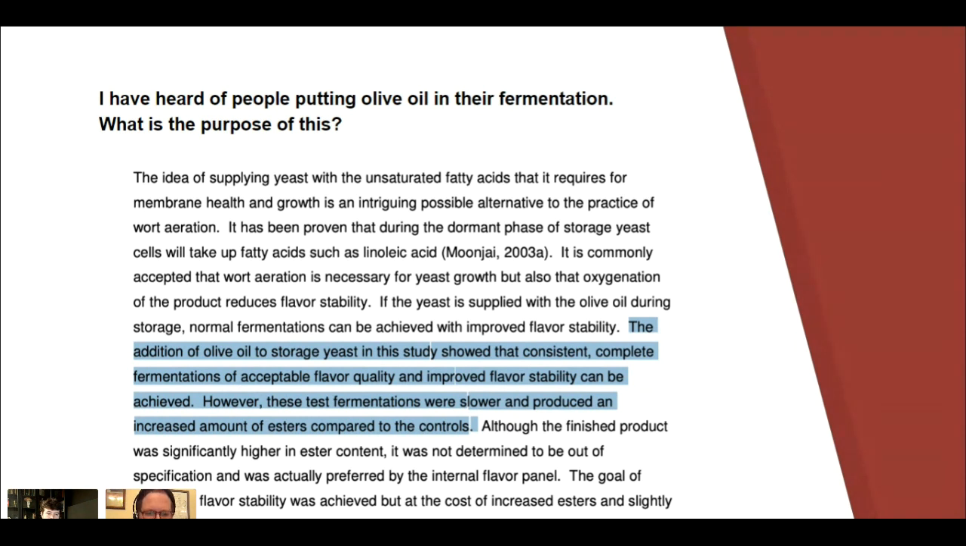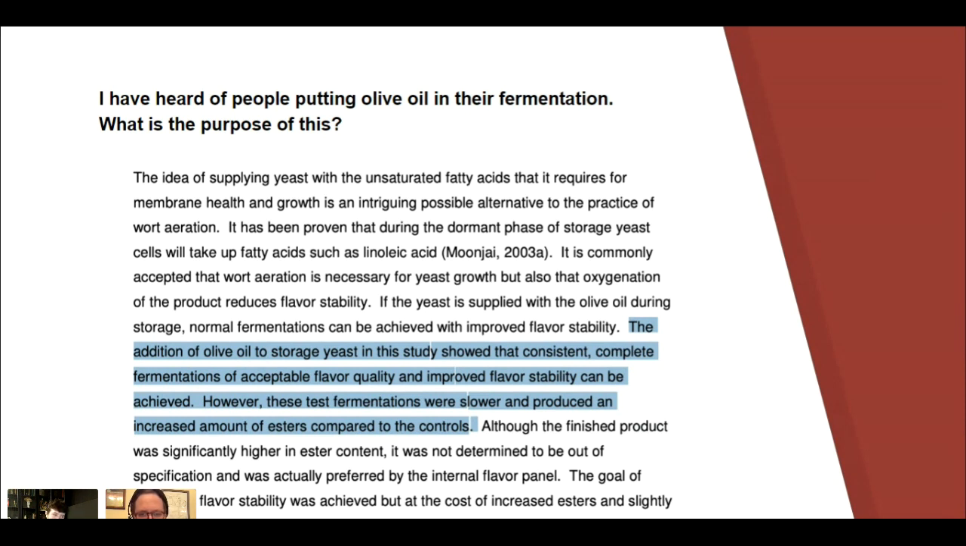But if you go and look at the study, which is what I did this week, they don't say that. They say that adding olive oil to the yeast showed consistent, complete fermentations of acceptable flavor and improved flavor stability. However, the fermentations were slower and produced more esters compared to the controls. So it's not the same, and they state that pretty bluntly. So this is a little bit of a myth that floats out there, or this study is a little bit misinterpreted.